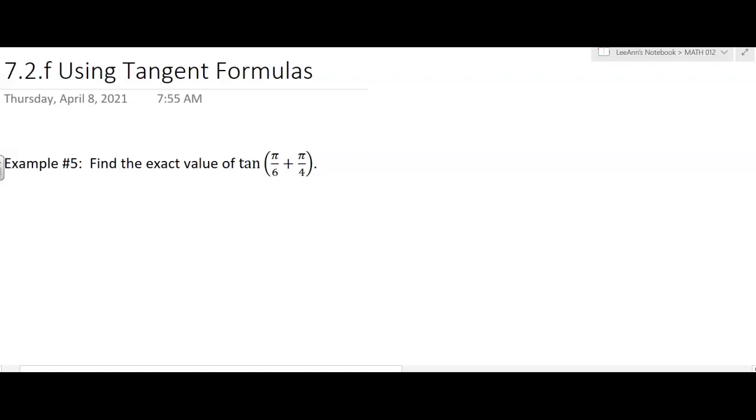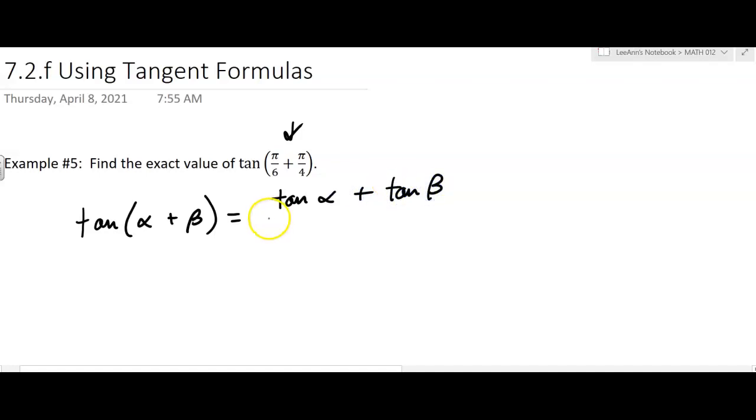So now we're going to use one of our tangent formulas, and it's the sum formula because it's addition. So tangent of alpha plus beta is equal to, let's see if I can remember it, tangent alpha plus tangent beta, over 1 minus, because it's going to be the opposite sign, tangent alpha tangent beta.